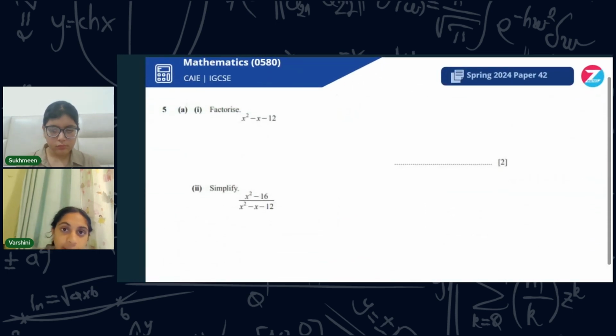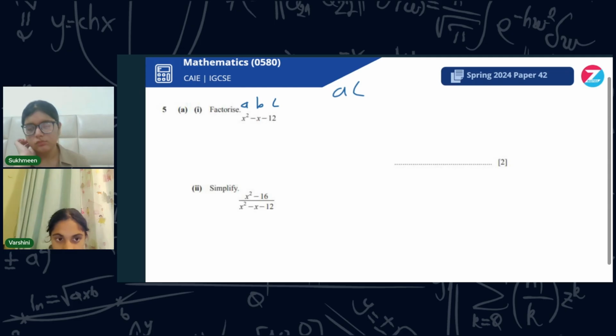Okay, for the fifth question, factorize x squared minus x minus 12. So we know over here how to factorize these equations. Firstly, we're going to multiply a and c. This is going to be a, this is going to be b, and this is going to be c. So we're going to multiply a and c, the coefficients. So a is nothing but 1. So that's going to be 1 into minus 12. Don't forget the minus sign.